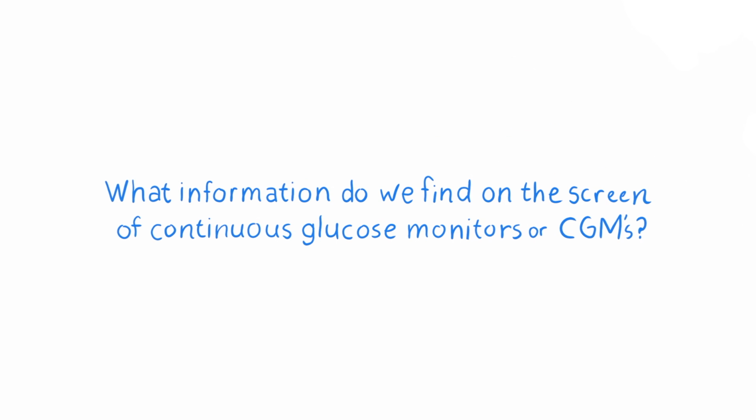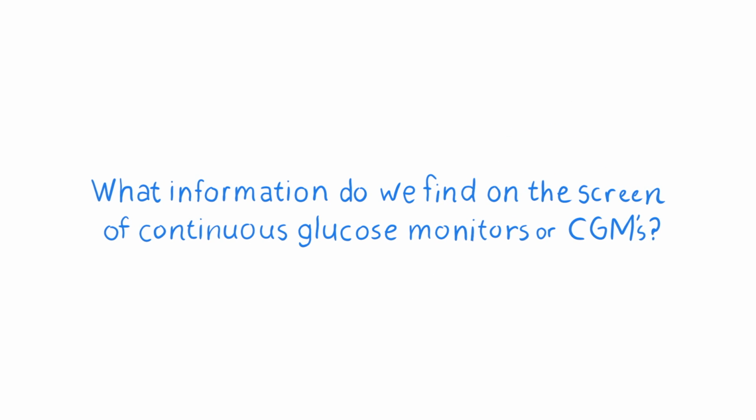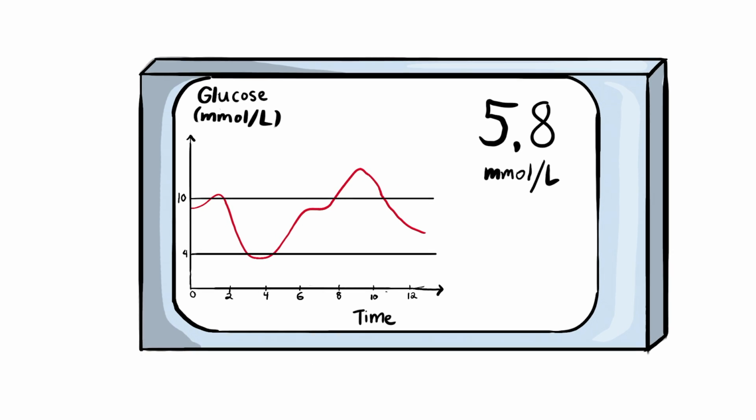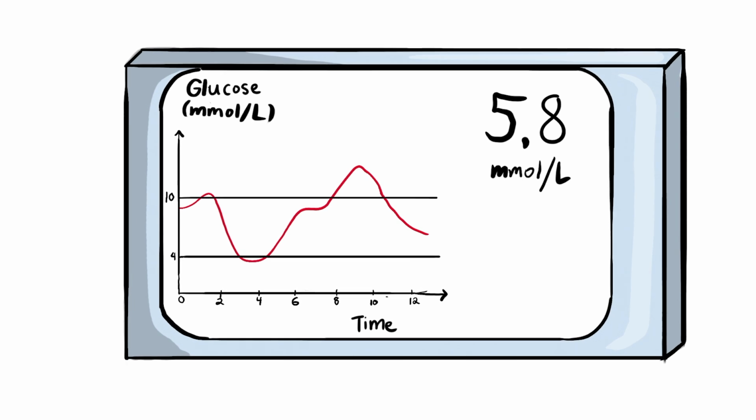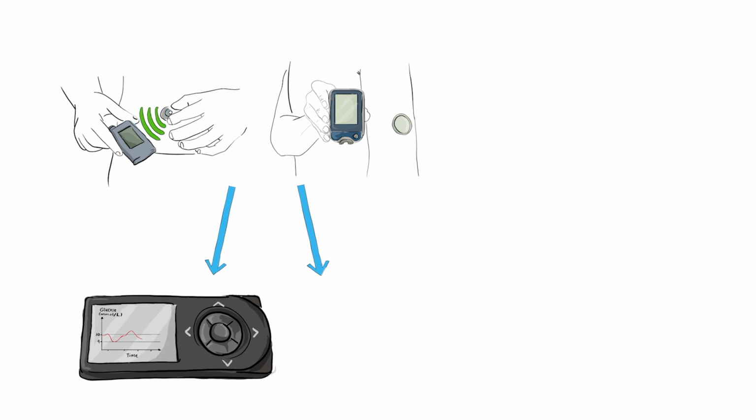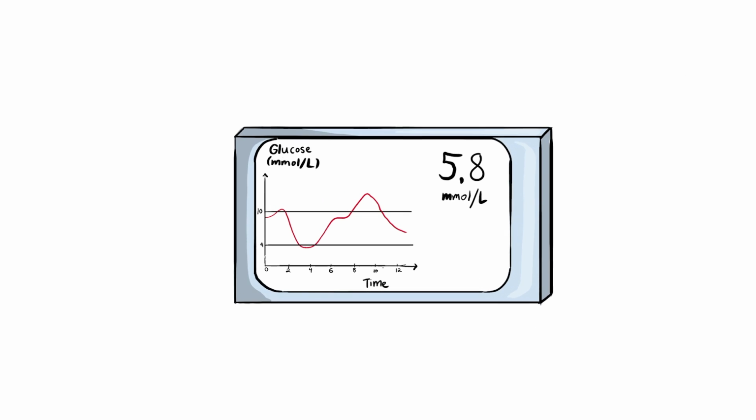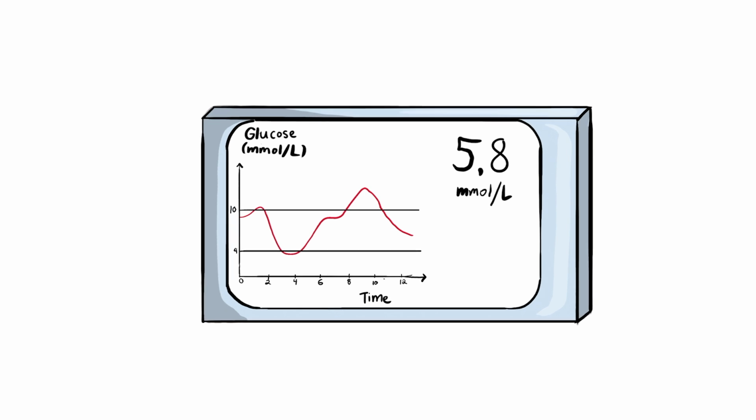What information do we find on the screen of continuous glucose monitors, or CGMs? CGMs and flash glucose monitoring systems measure and display several pieces of information. Depending on the model, the information can be displayed on a specific receiver or reader, an insulin pump, a cell phone, or a smartwatch. The information obtained remains substantially the same from one system to another.